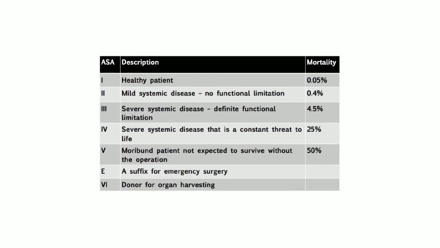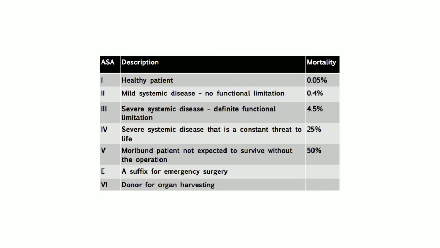All patients are given an ASA score preoperatively. ASA stands for American Society of Anesthesiologists. The ASA score classifies them according to their pre-existing medical condition. It is a subjective score, but there is some correlation between ASA score and mortality. The higher the score, the more unwell the patient is.